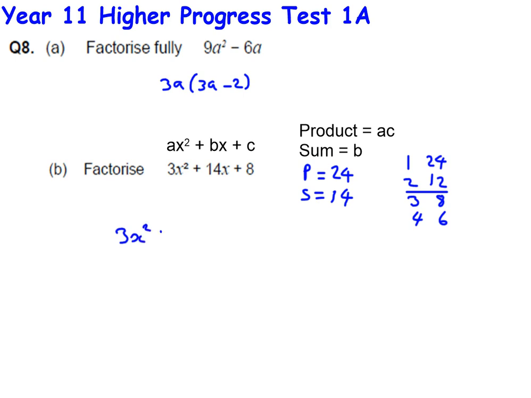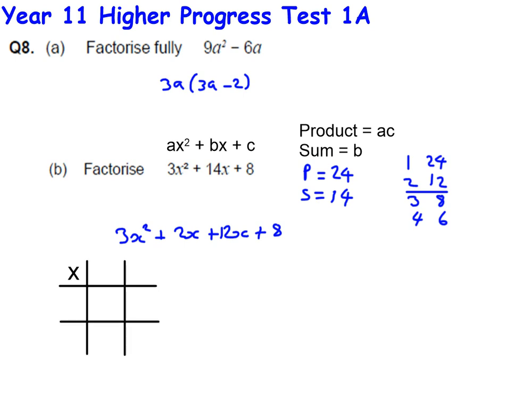Now I'm going to use these two numbers to partition my 14x. So it's 3x squared plus 2x plus 12x plus 8. Now we've not changed the quadratic in any way, but we have separated the 14x into 2x and 12x. For the next stage, I'm going to use a multiplication grid. Instead of expanding a pair of brackets, I'm going to be factorising my quadratic into a pair of brackets.